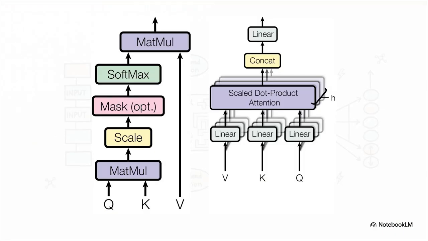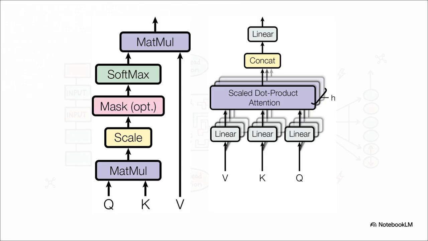First up, we have scaled dot product attention. This is where those queries, keys, and values are multiplied together, scaled down by the square root of their dimension to keep gradients from vanishing, and then passed through a softmax function to get the weights. It is incredibly efficient because it uses highly optimized matrix multiplication code.